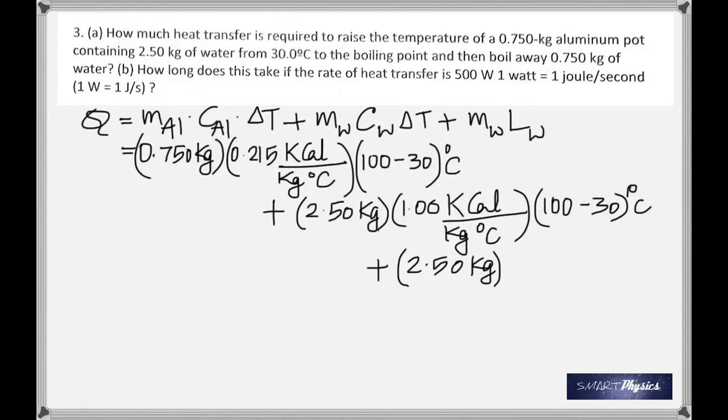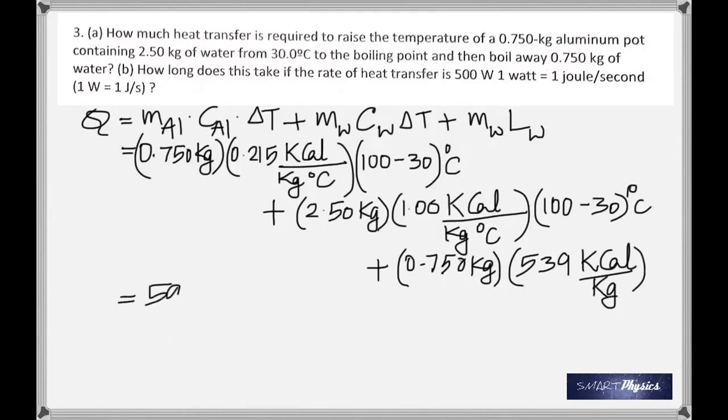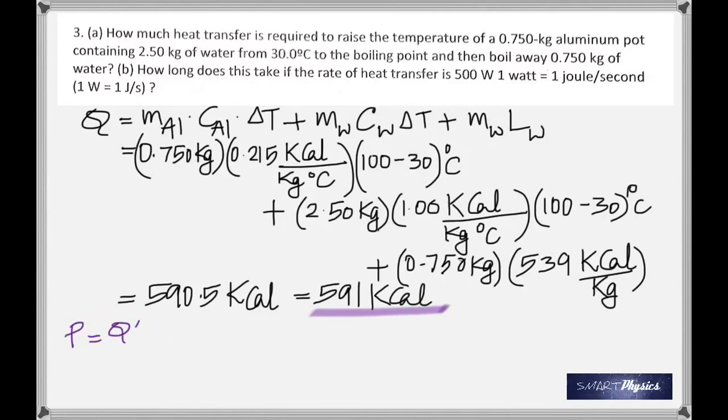I had to write, let me correct that. It's actually 0.750, because that's the only amount of water that is to be boiled away. 539 kilocalories per kilogram is the latent heat of water. When you do all those calculations, you get 590.5 kilocalories, approximately 591.